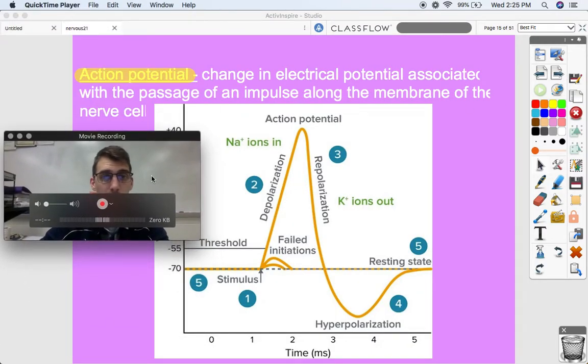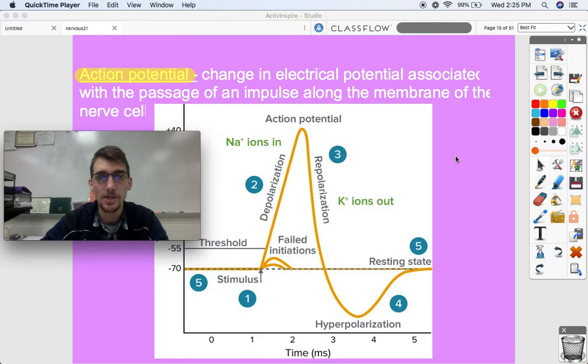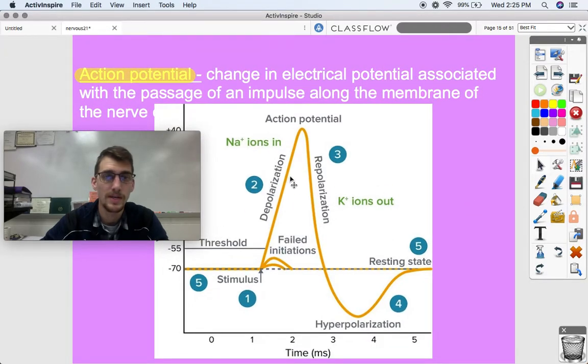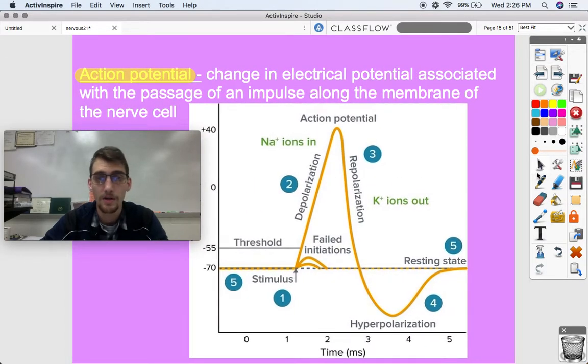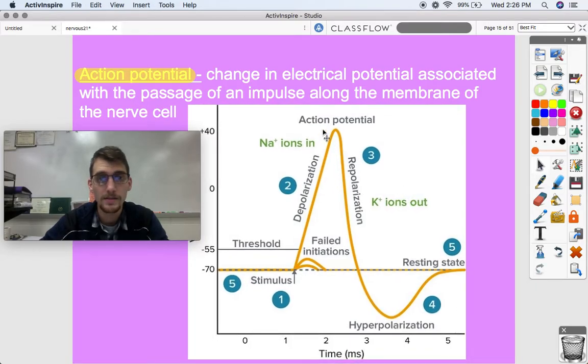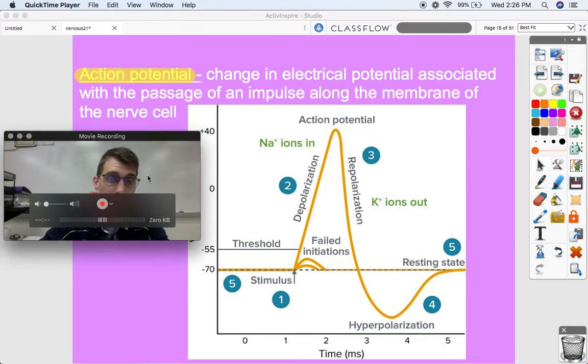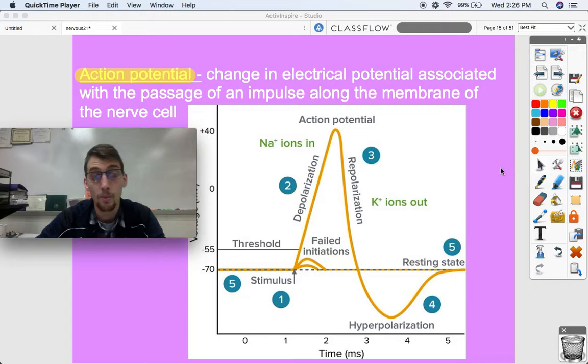As I was saying before, an action potential is a change in electrical potential associated with the passage of an impulse along the membrane of a nerve cell. If we're talking about electrical potential, there's a word for it: voltage. It just means there's a difference in charge on one side of the cell versus the other side of the cell.